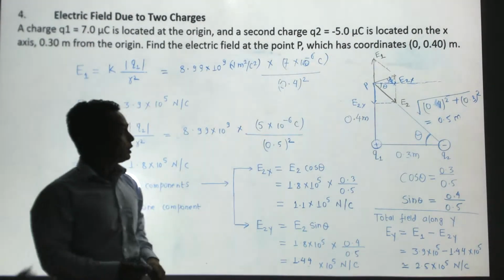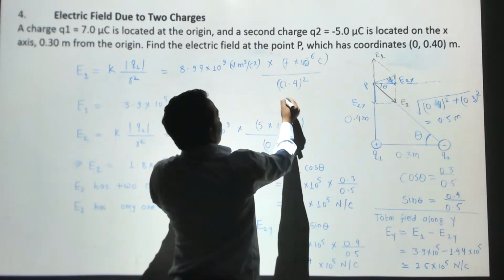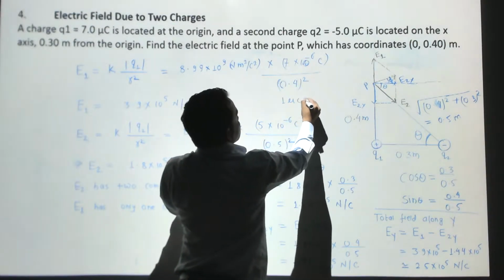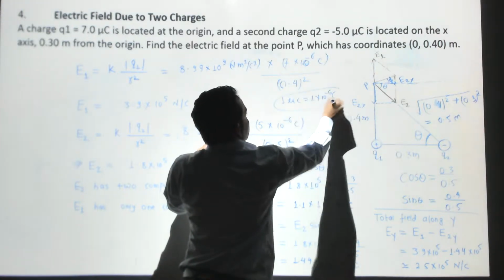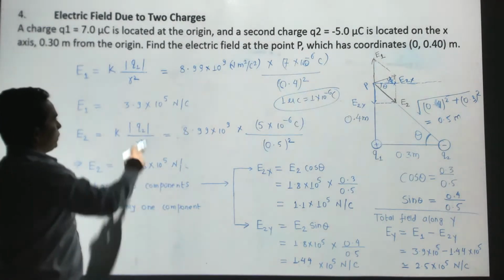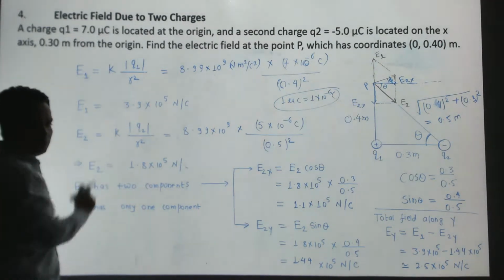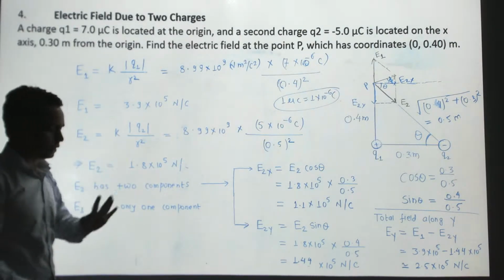And remember, what is 1 microcoulomb? 1 microcoulomb is 1 times 10 to the minus 6 coulomb. Once you plug that in, you will get this magnitude, 3.9 times 10 to the 5 Newton per coulomb. And we'll talk about the direction later on.